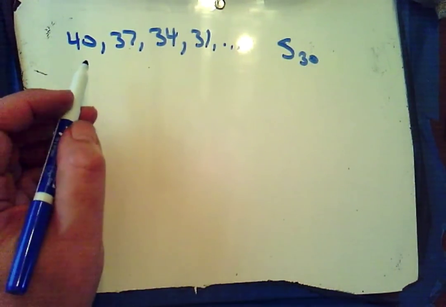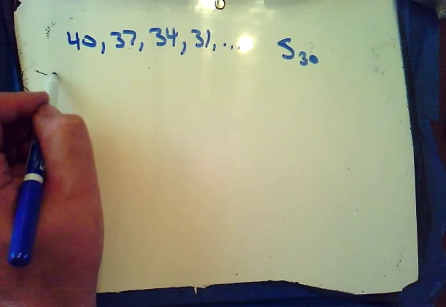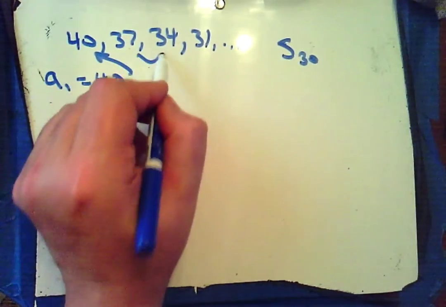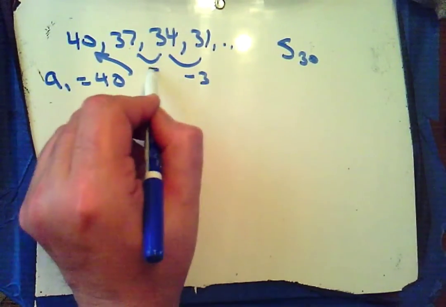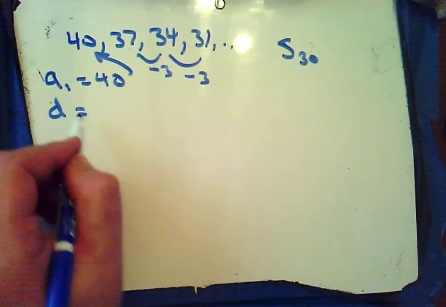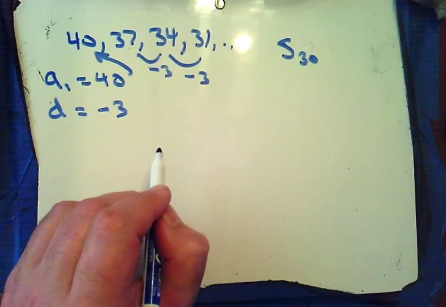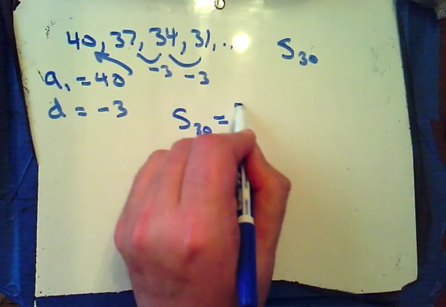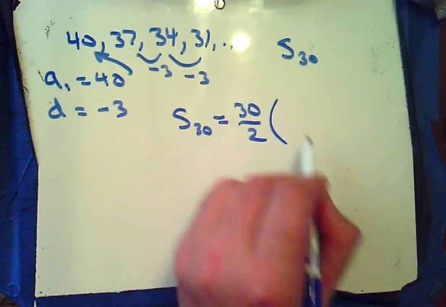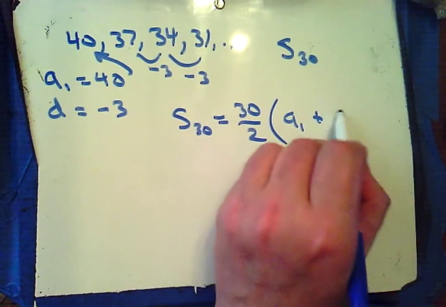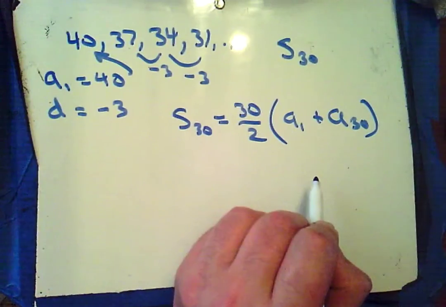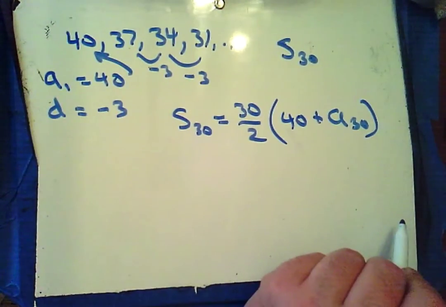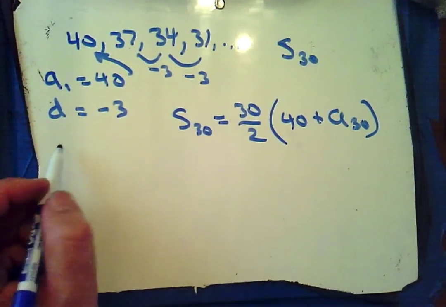Welcome back. I see a sub 1 is 40. That was given to me. I see these are going down by 3 each time, so I know that d is negative 3. And if I'm looking for the sum of the first 30 terms, I'm going to do 30 over 2, a sub 1 plus a sub 30. Well, I know a sub 1, but I don't know a sub 30. So I have to find a sub 30.